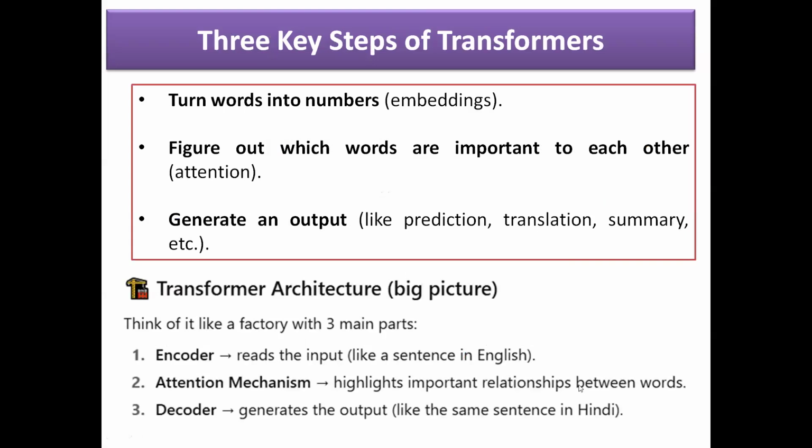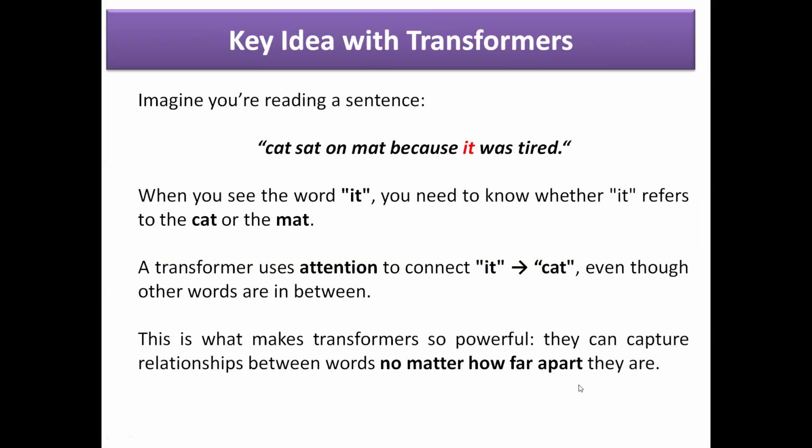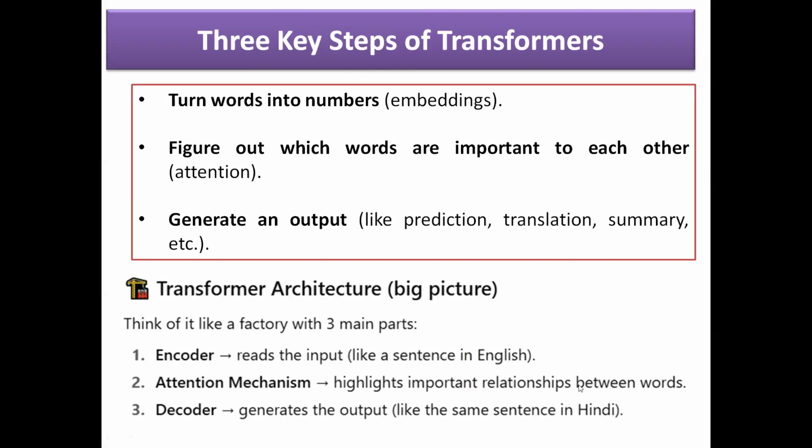So the very first step in transformers is embedding: turn words into numbers. For example, this is the statement: "cat sat on mat because it was tired." We want to expand it, translate it, or associate it with cat or mat or whatever it is. So first of all, embedding will be done. Turning words into numbers or vectors is known as the embedding block. It is the very first step in transformers.